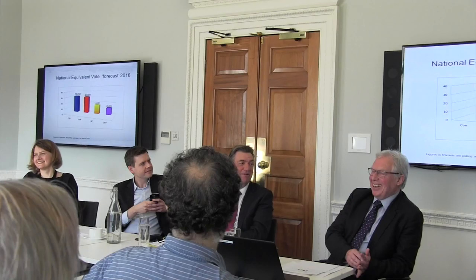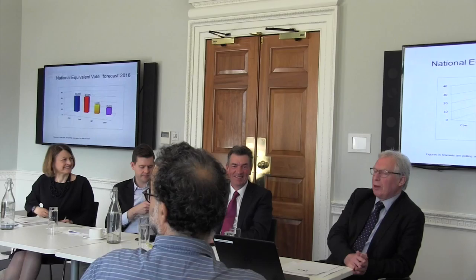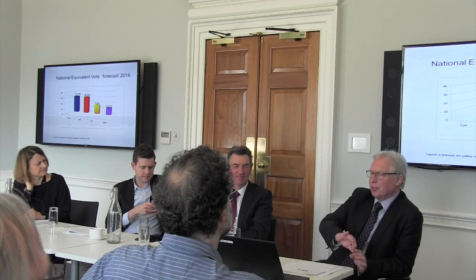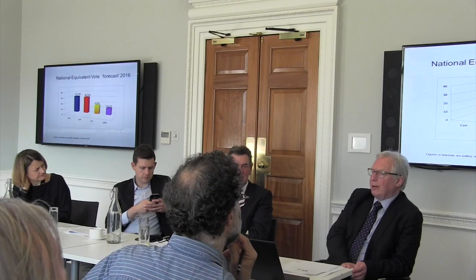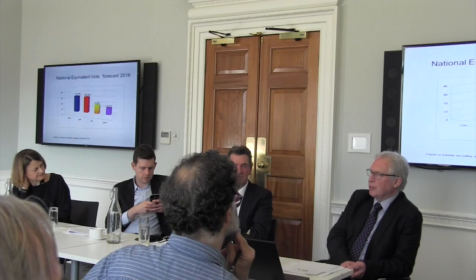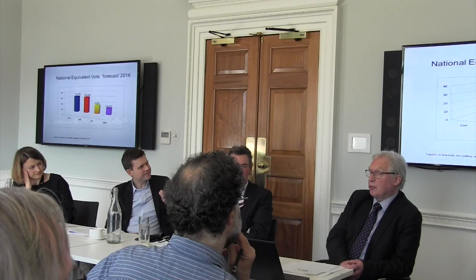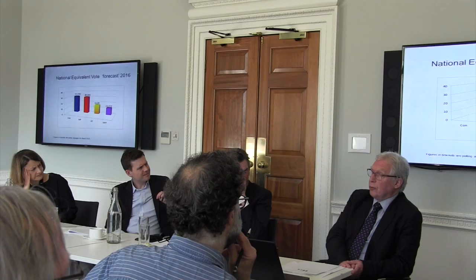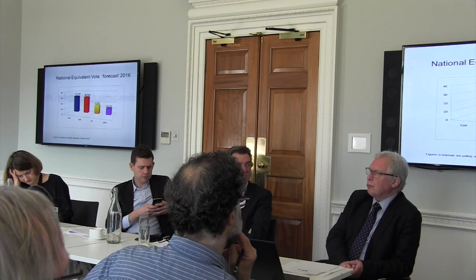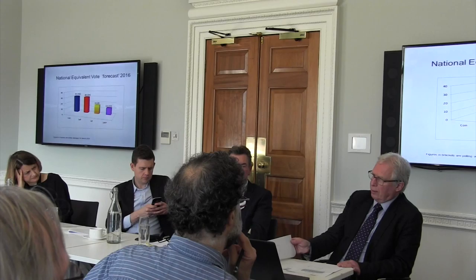This is the National Equivalent Vote, which you've already seen in Michael's slides in a slightly different way. The figure in plain type is the current national equivalent vote based on by-elections. The figure in italics in brackets is the poll of polls equivalent figure. And what you see there is what Mike was talking about, Conservatives doing slightly less well, and Labour too, slightly less well at the by-elections than they are in the polls. UKIP doing much the same in both sets of figures. The Liberal Democrats doing rather better than the polls are suggesting in terms of their recovery.